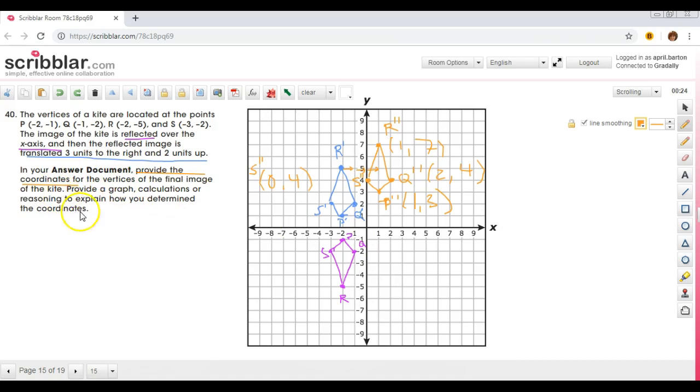Always double check that last sentence and say, did I answer all the questions it wanted me to? So that concludes our discussion of the 2009 Released OGT questions 36 through 40.